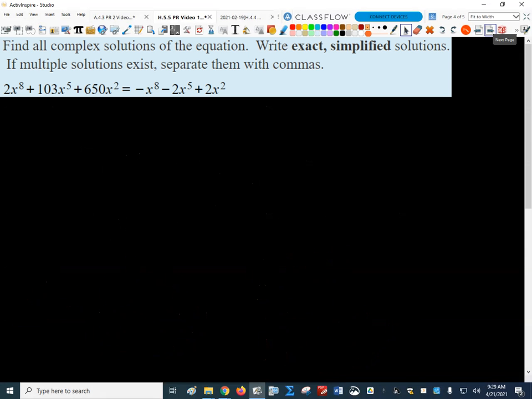Let's try this guy. First step. Yeah, push everything to one side. Get it into standard form where it's set equal to 0, right? So we'll push everything to the left. If I push everything to the left, that's going to give me 3x to the 8th plus 105x to the 5th plus 648x squared equals 0, right? Now what?